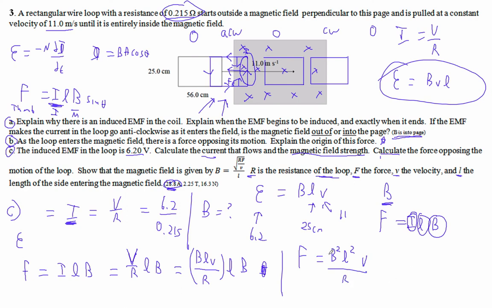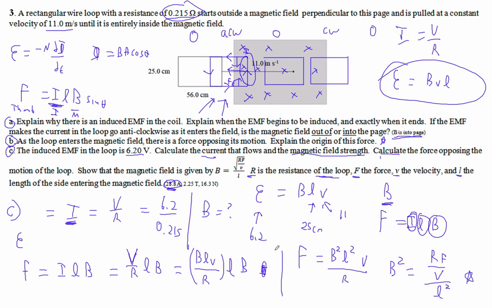But we've got to solve that for B. So we've got B squared equals RF over V, divided by L squared. Is that right? Yeah. And then you square root both sides, and I think you arrive at this. The square goes away, and you get a radical on the numerator.